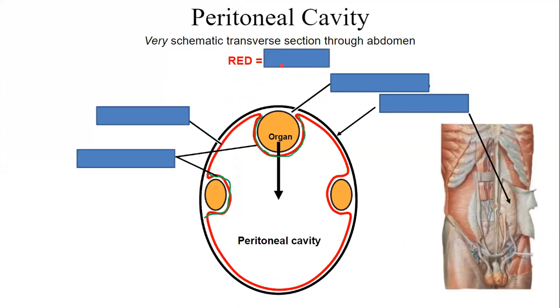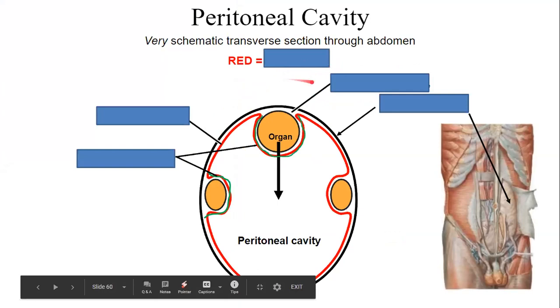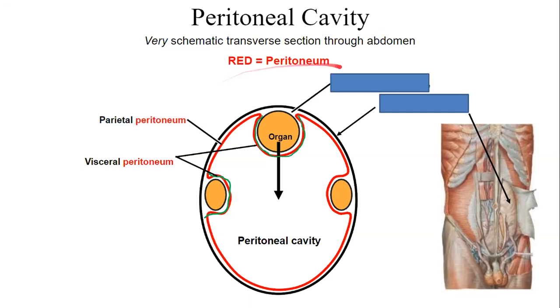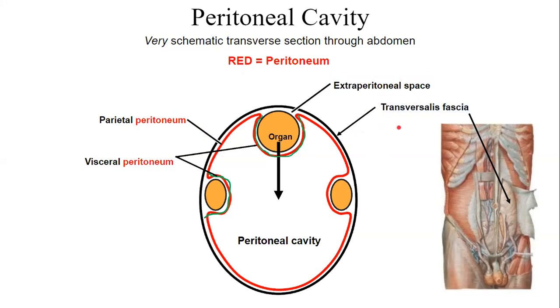So we're starting up here. The red equals what? Parietal peritoneum. What is this pointing to? I don't know. It's like the extraperitoneal space, I think. I guess we're going here first. Visceral, around the organ. Parietal. Now we're back here. Extraperitoneal space. Got it. And that's the fascia. Got it.